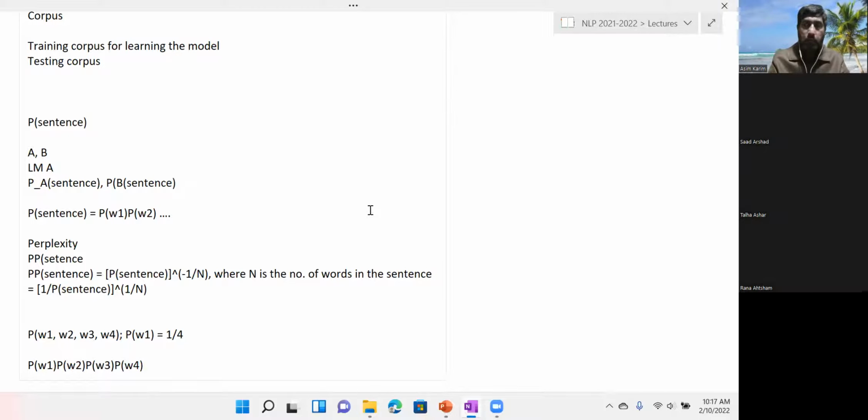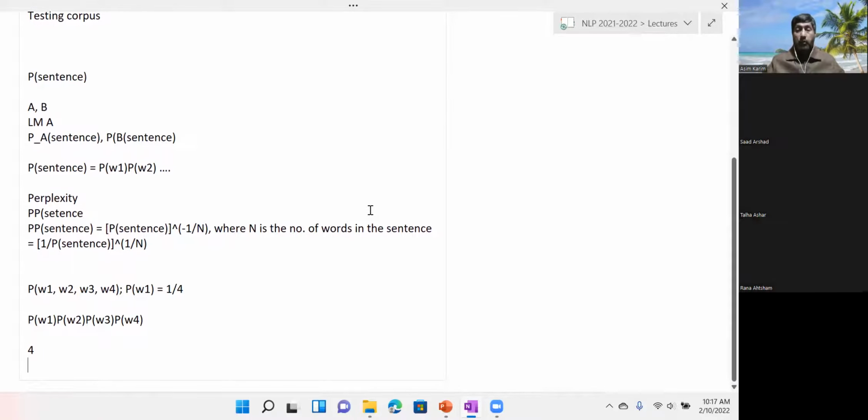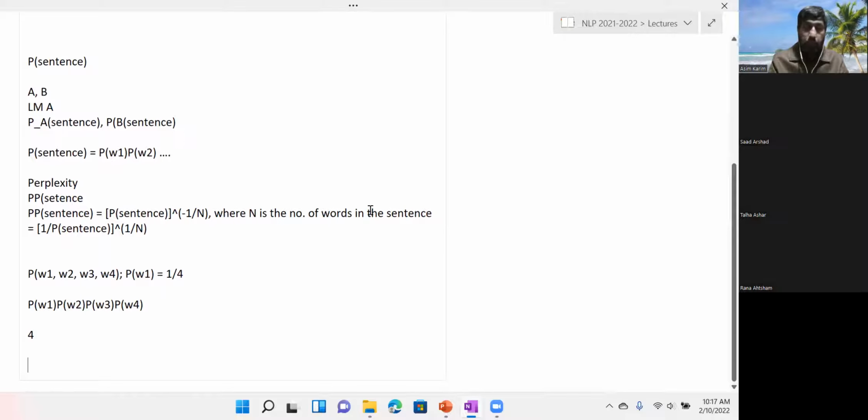Which basically is 1/4 raised to the power of 4, right? Then you have to take the inverse of that, and then take the fourth root of that. If you do all of that, you'll get the value 4. Now this is an integer number, which is more meaningful or manageable as compared to the small fractions you will get if you just computed the probabilities. So 1/4 into 1/4 into 1/4, you take the nth root and take the inverse, you will get 4.